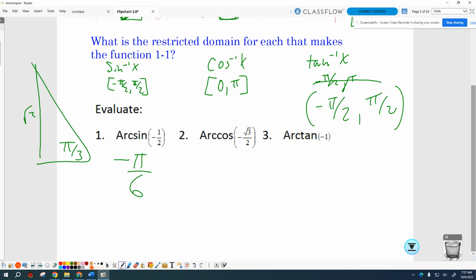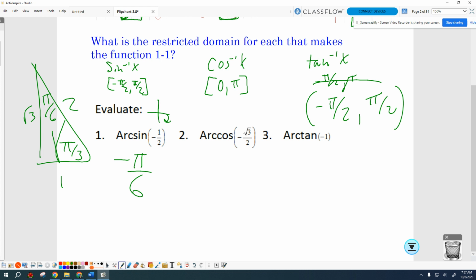Across from pi over 3 is √3. So where is sine 1 over 2 at pi over 6? And we wanted it in a quadrant where it's negative, which is that one. Negative √3 over 2. Nick, where's arc cosine of negative √3 over 2? It's 5 pi over, -5 pi over 6.